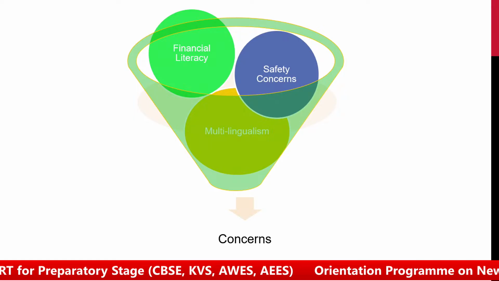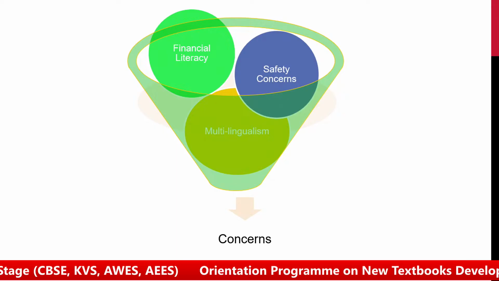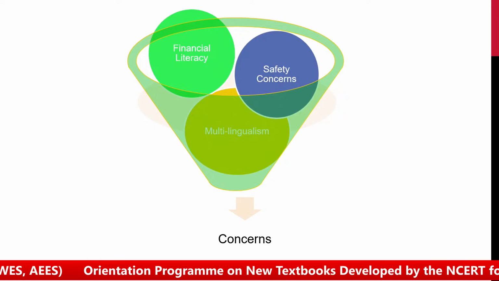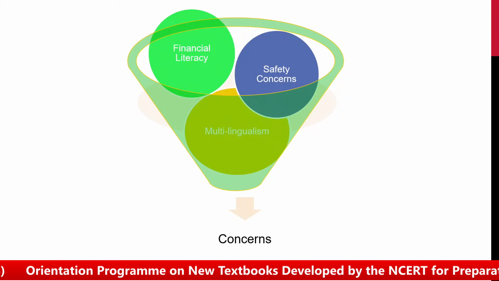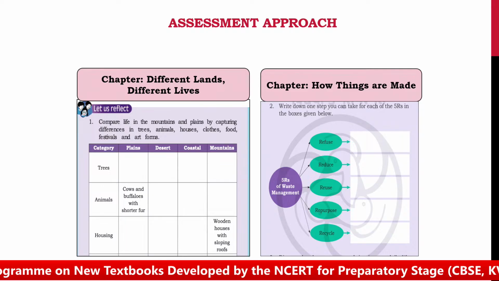The next is about multilingualism. We try to give terminology from different languages, and we ask children to find out the different terms, such as the different kinds of plants, in their own languages as well. So we try to address these concerns along with what I mentioned in the earlier slide.